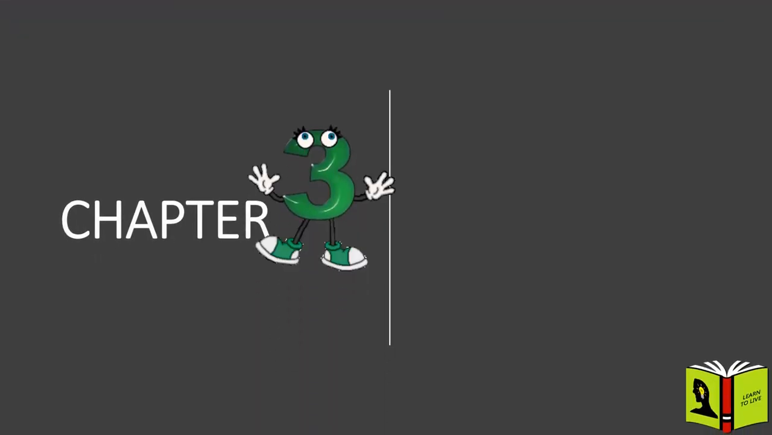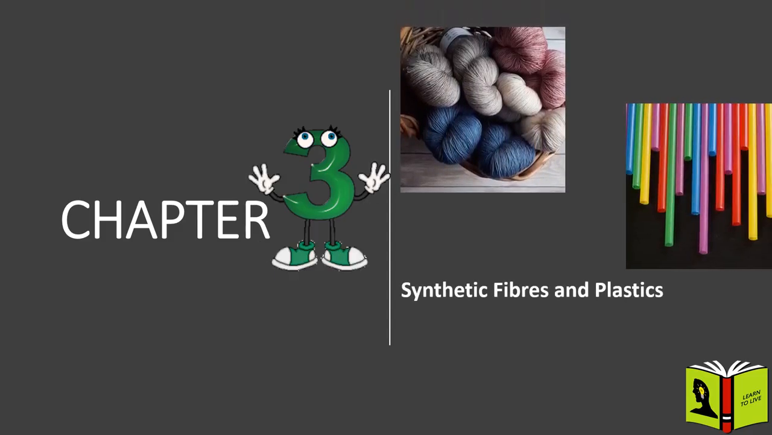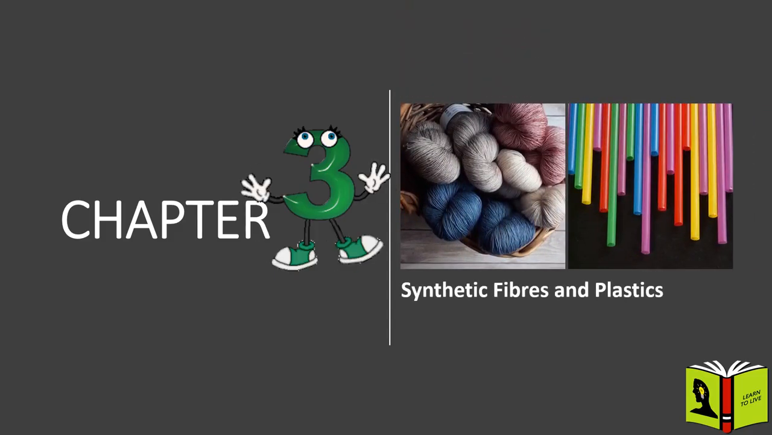Chapter 3. Synthetic Fibers and Plastics. There are a lot of items around us which are made from synthetic fibers and plastics. Clothes, car seat belts, toothbrushes, toys, and chairs are some examples of objects made with synthetic fibers and plastics. Let us learn about synthetic fibers and plastics in detail.